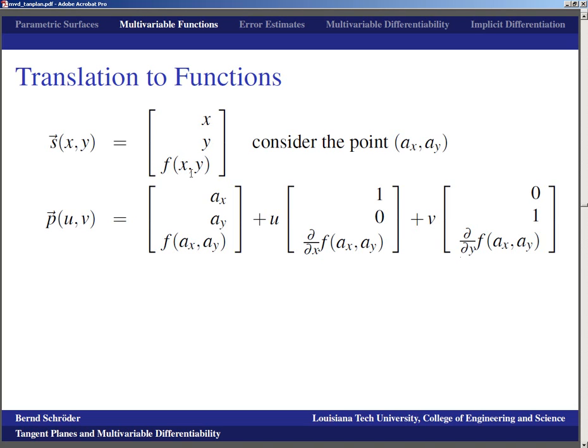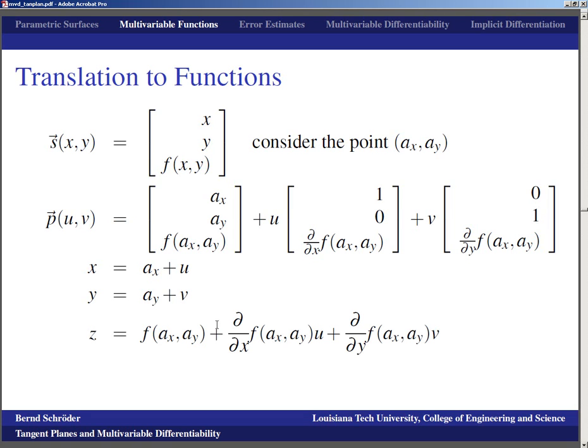Well, a function we don't want to necessarily always view as a parametric surface, and so we'd like to have the equation of the tangent plane as a function also. To do that, we realize that if we read this component-wise, we have that x is ax plus u, y is ay plus v, and z is f(ax, ay) plus u times the partial of f with respect to x at the point plus v times the partial of f with respect to y at the point.